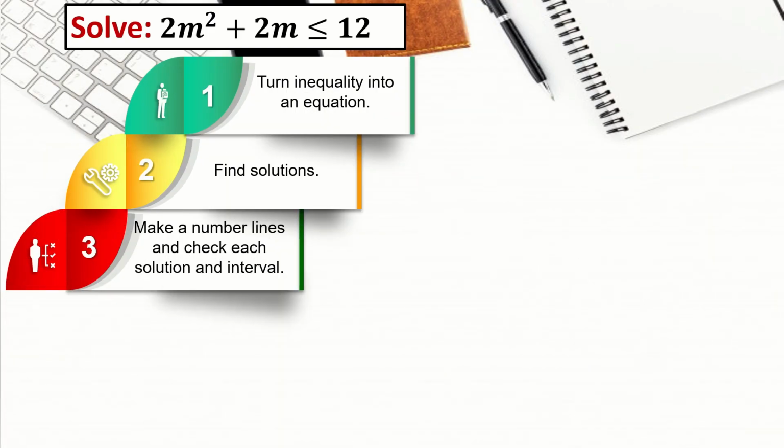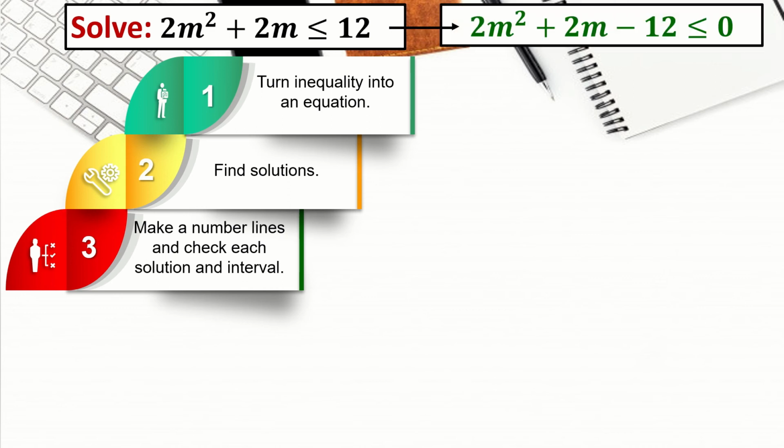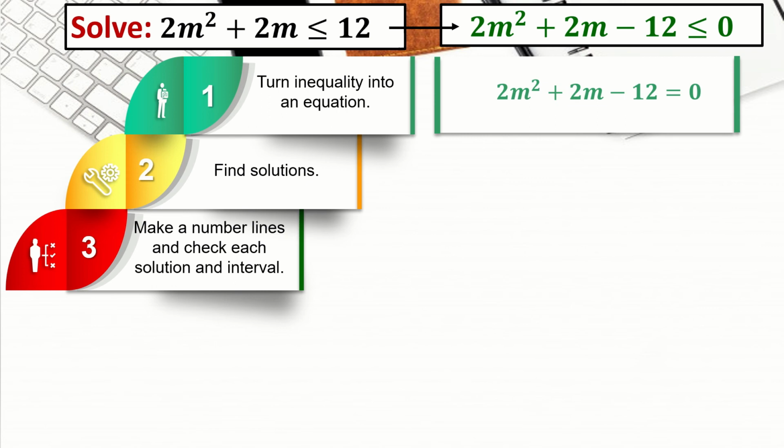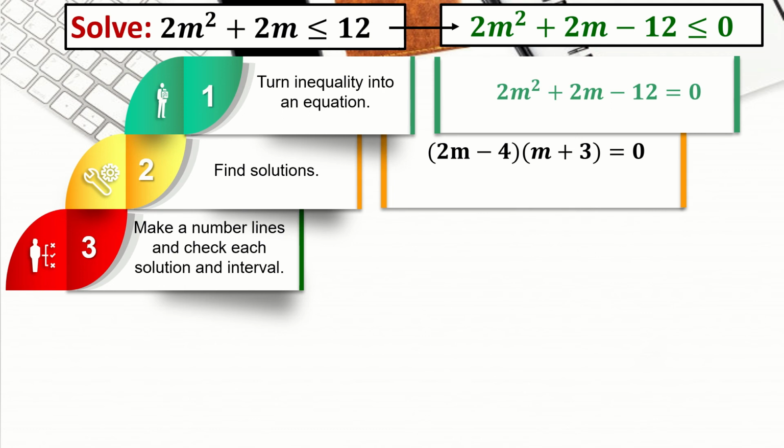Next, we have 2m squared plus 2m is less than or equal to 12. So, in standard form, we have 2m squared plus 2m minus 12 is less than or equal to 0. So, we have this equation. Let's change the inequality sign into an equal sign. Then, factor out: we have 2m minus 4 times m plus 3 is equal to 0.